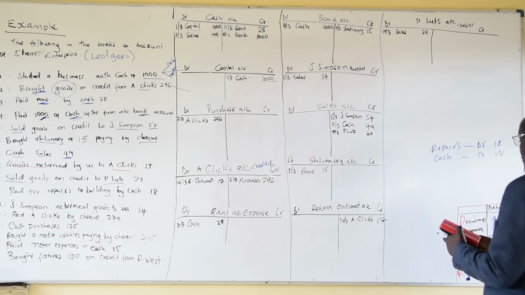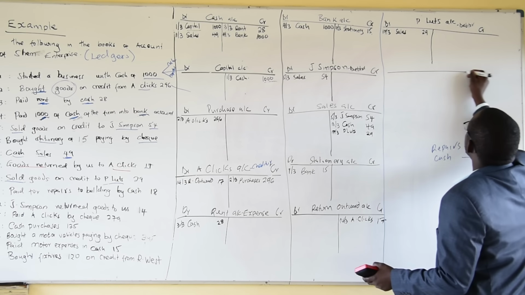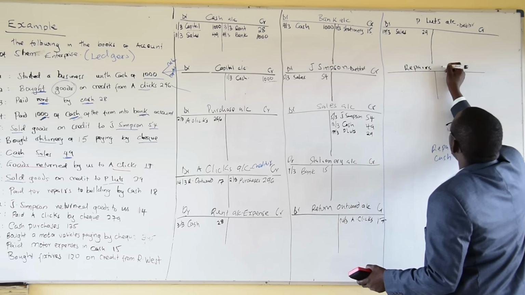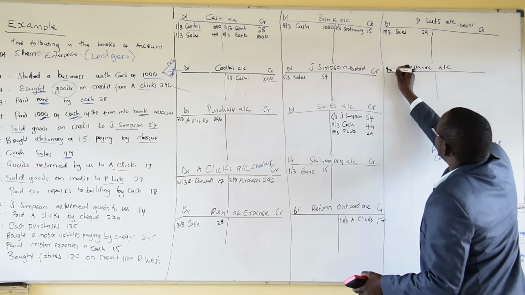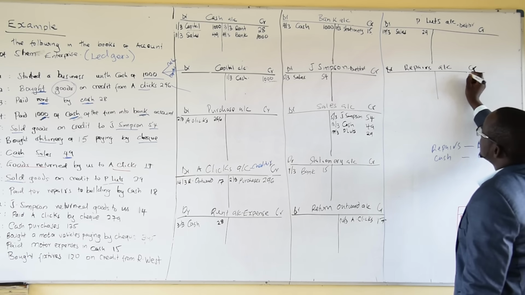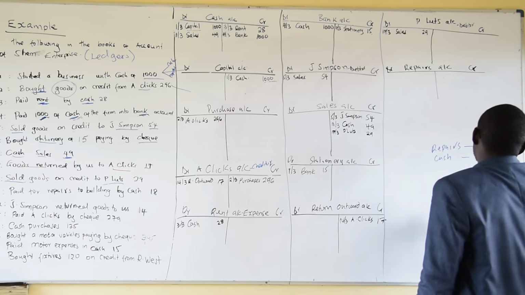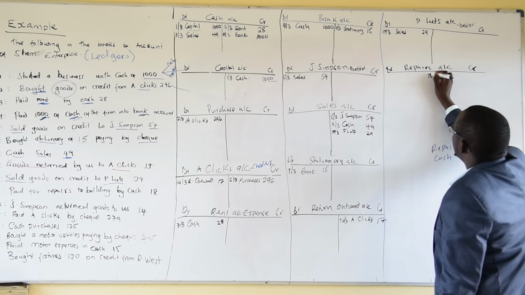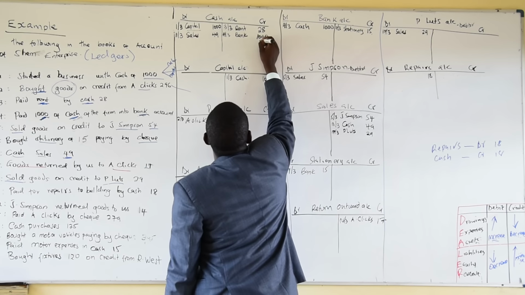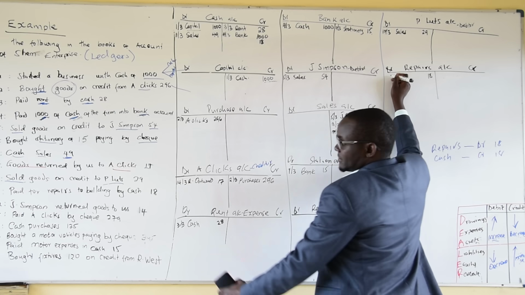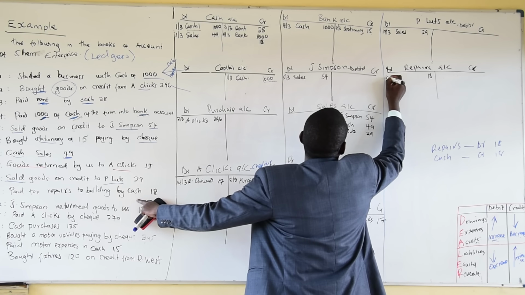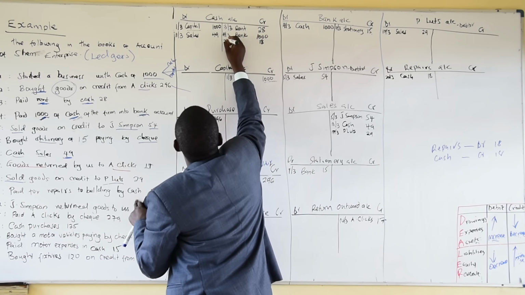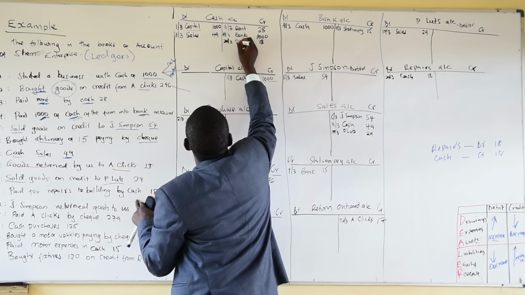So I will open the account called repairs. Here we have a debit, here we have a credit. In the repairs account, we need to debit with 18. In the cash account, I need to credit with 18. I need to show where this money went to. So we have 20th of March. These repairs were paid using cash. On 20th of March, this money went to pay repairs.